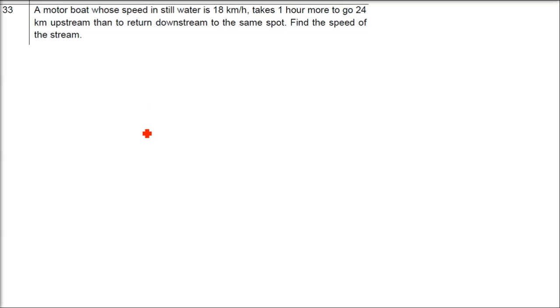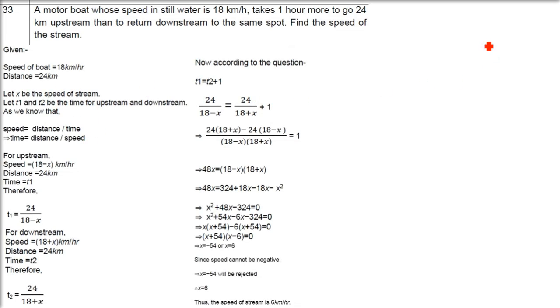A motorboat whose speed in still water is 18 km per hour takes 1 hour more to go 24 km upstream than to return downstream to the same spot. Find the speed of the stream. So the answer is in front of you.